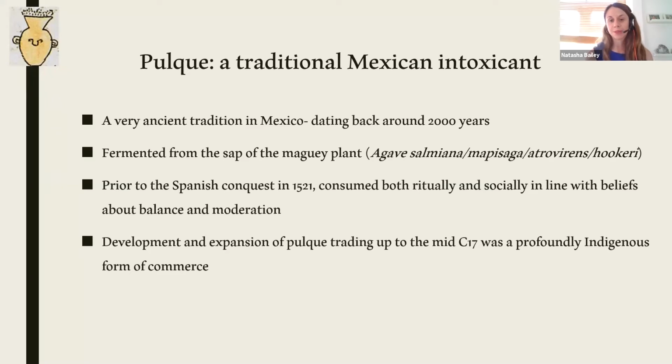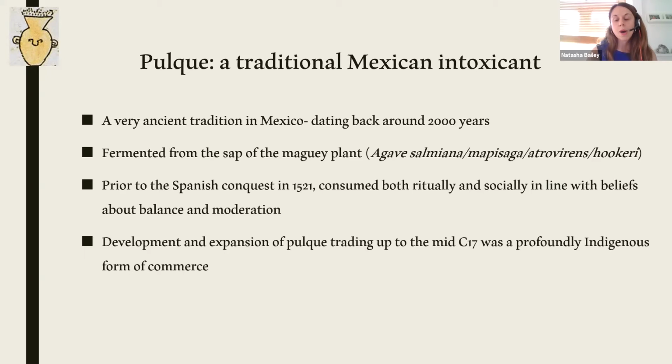Prior to the Spanish conquest in 1521, pulque is consumed both in the context of religious ceremony, and it's consumed communally to mark important social occasions, for instance, a marriage or the birth of a child. This is all very much in line with beliefs about moderate drinking and balance, with a focus on the idea of drunkenness being inappropriate and potentially dangerous outside a prescribed ritual context.